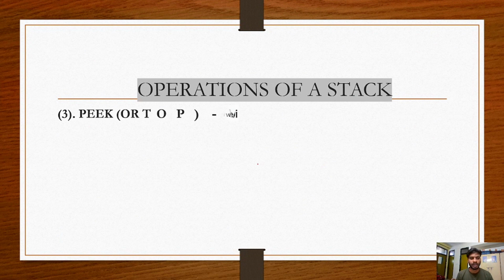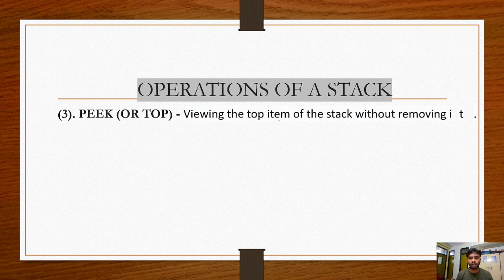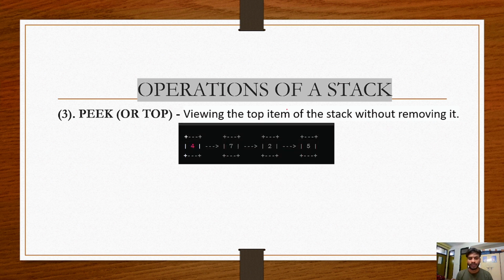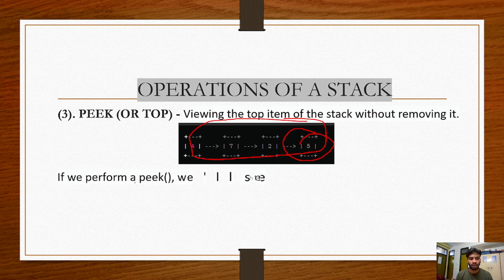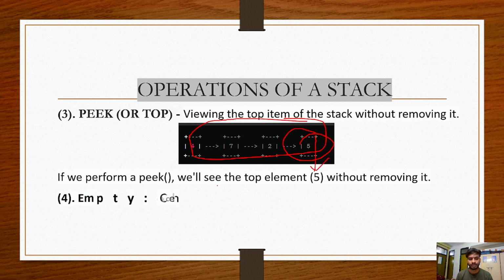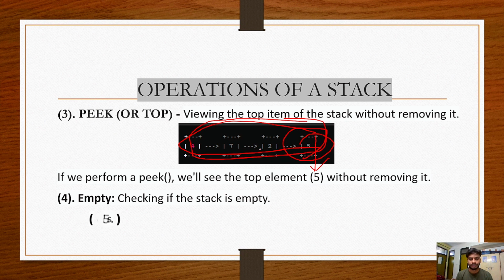The next operation is peek, or top. Viewing the top element of the stack without removing it. Like we have this diagram 4, 7, 2, and 5. If we want to see the top element, we can easily see it without removing it. If we want to perform a peek function, we will see the top element 5 without removing it. The fourth one, empty stack. Checking if the stack is empty or not. Like we have this stack, it will check whether it is empty or not.